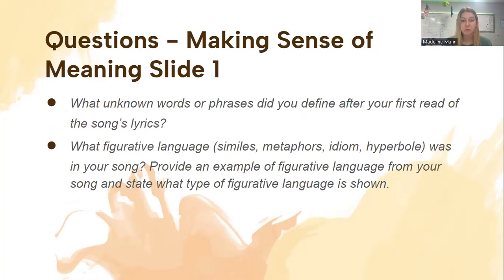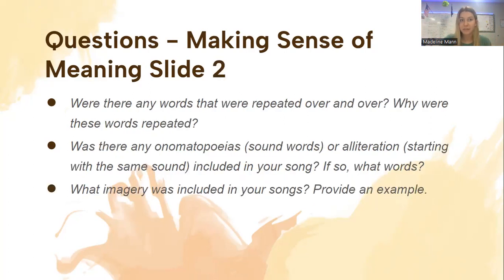What figurative language was in your song? So find an example of figurative language somewhere in your song. It could be a simile, metaphor, idiom, hyperbole, personification, all those different things that we covered back in January and then refreshed on Tuesday. Was there any figurative language in your song? Give me a lyric that includes that figurative language and then tell me what type of figurative language that lyric is dealing with.